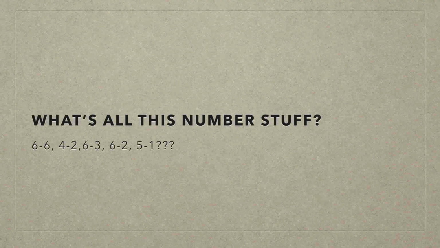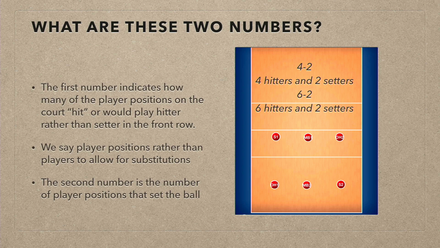So first of all, what's this numbering stuff? Well, you'll hear things like 6-6, 4-2, 6-3, 6-2, 5-1. What does that mean? The first number tells you how many hitters there are. In the case of a 4-2, for example, there are 4 hitters and 2 setters. We say player positions because we may have substitutions. This isn't how many individuals hit. It's how many player positions are used to hit in the front row.